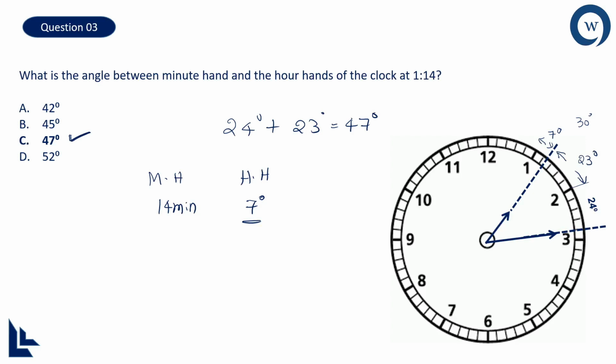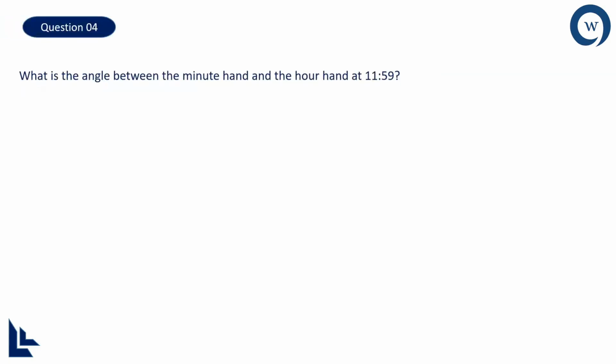I hope that everyone is understanding this problem right now, and I have made your life simple by giving you this strategy of clocks. With the same excitement again, I want all of you to solve question number 4, and the question is over here. What is the angle between minute hand and the hour hand of the clock at 11:59?